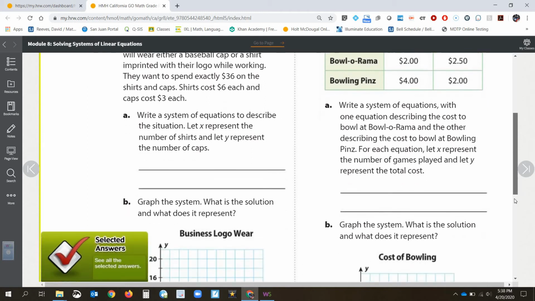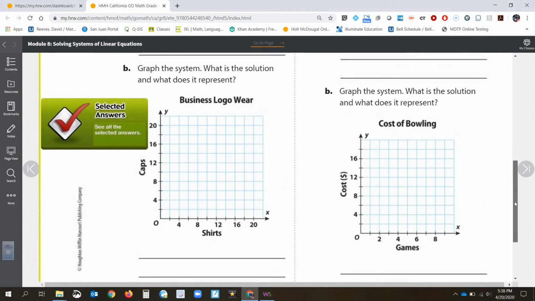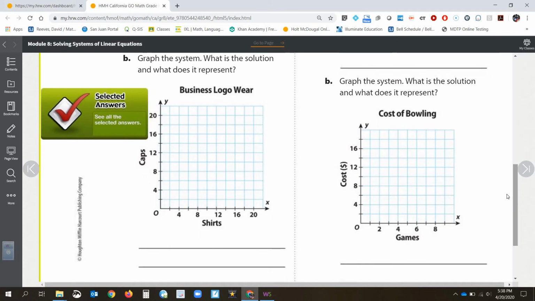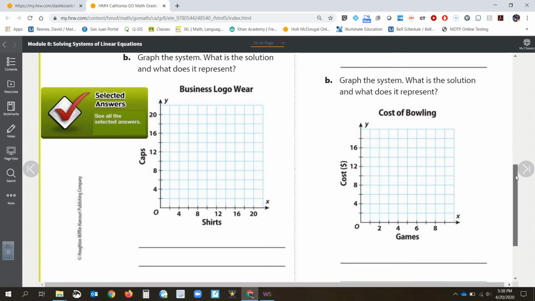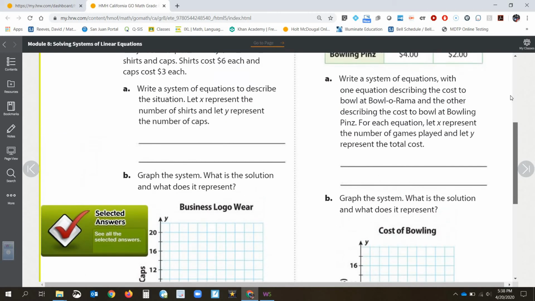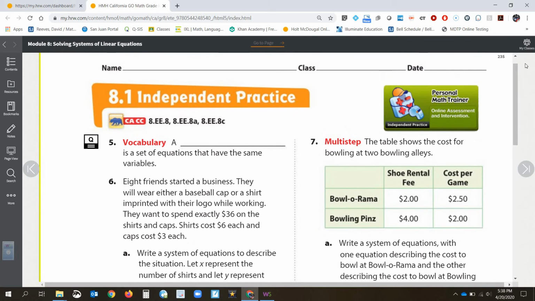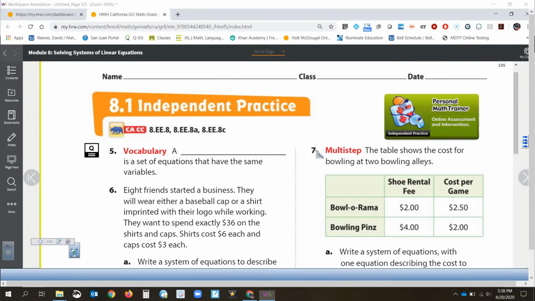All right, now if we go down to the graph, you will see that they have actually picked the variables again for us. If they hadn't, we would be able to pick what we wanted x and y to be, but they have here the number of games is x and the cost is y. So I'm going to go ahead and write that up here because it's always good to know what your variables stand for, and it's good to write them down.